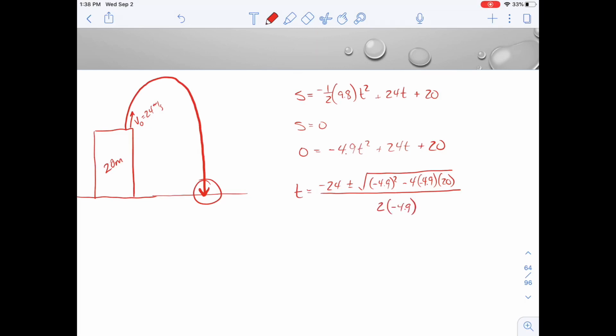So I'm going to punch this into my graphing calculator using the quadratic program that I have in here. So we're going to have negative 4.9, 24, and 20. So I'm going to get solutions. T equals negative 0.726 rounded to 3 decimal places, or T equals 5.624.